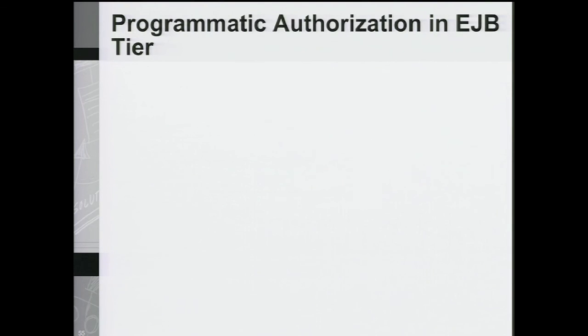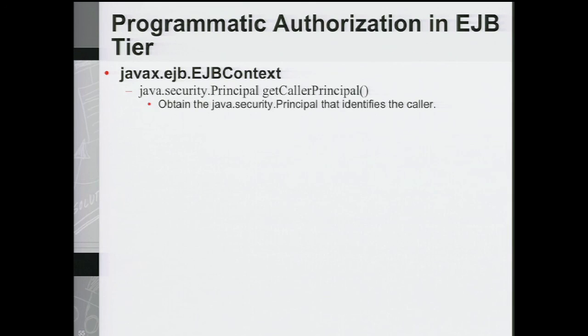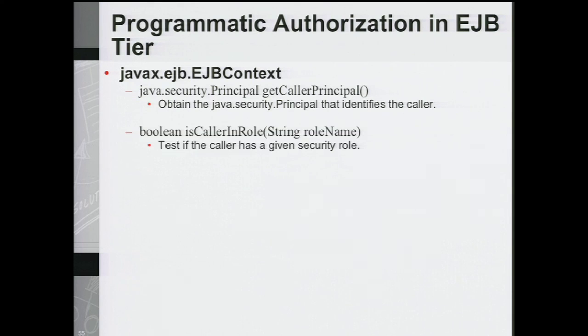Let's look at programmatic authorization in the EJB tier. EJB context has a couple of methods which help with programmatic authorization. One of them is get caller principal. It is used to obtain the security principal that identifies the currently logged in user. And you can also use is caller in role. It's kind of similar to is user in role back at the web tier. Basically, it tests if the current user has the role that we are looking for.